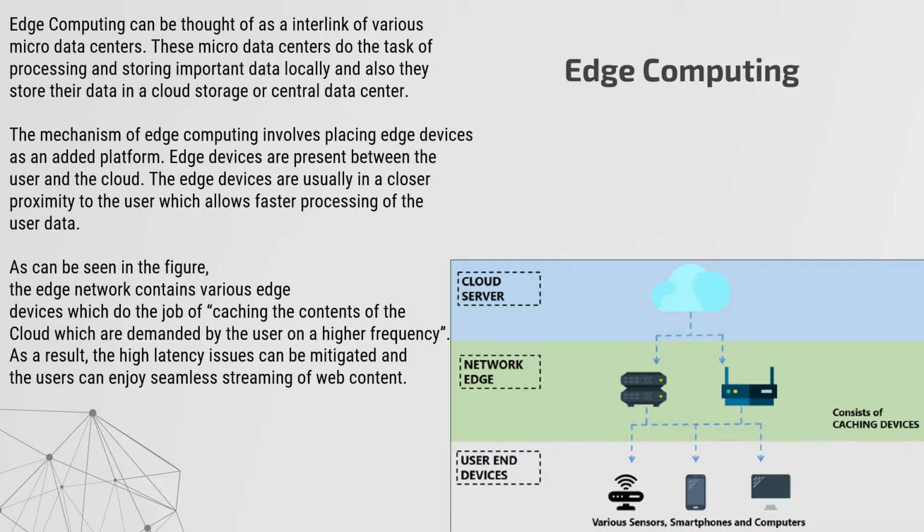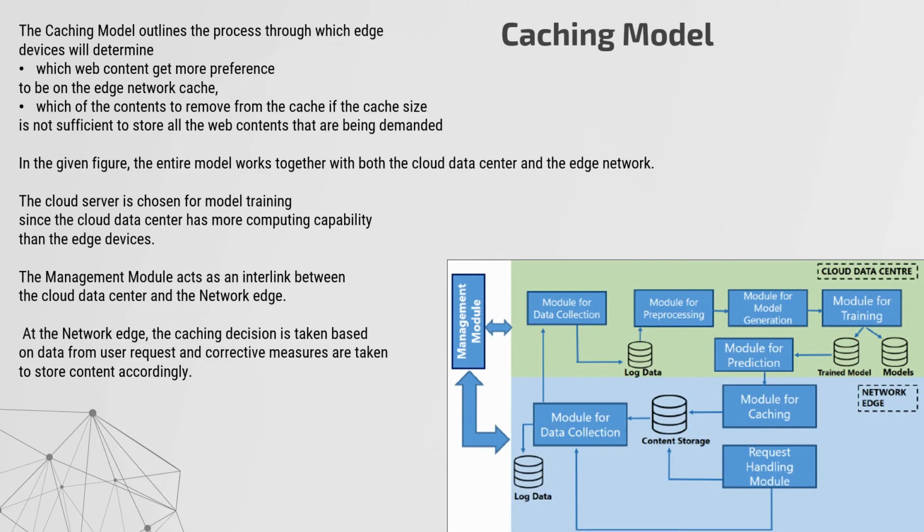Now we come to the caching model. In the previous slide, I talked about the importance of a network edge and how the mechanism of edge computing is designed. So in this part, I will be mainly talking about how the caching part is done. As you can see from the given figure, there are two parts: the cloud data center and the network edge, and the management module acts as an intermediary between these two parts.